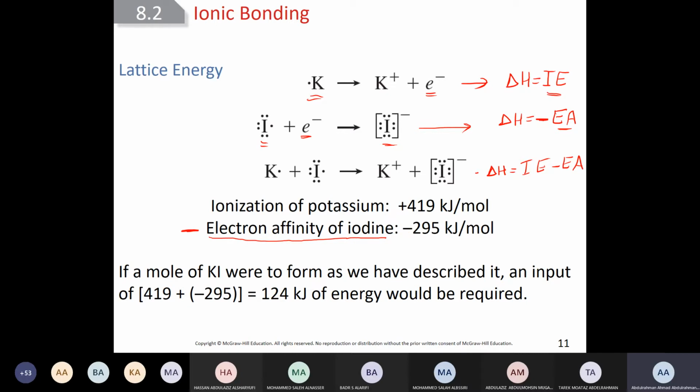Is this clear? If the electron affinity is positive, then delta H is negative, and if it is negative, delta H will be positive. So this is actually minus electron affinity of iodine, which is minus 295. The electron affinity itself is only 295, positive. All right? Good.